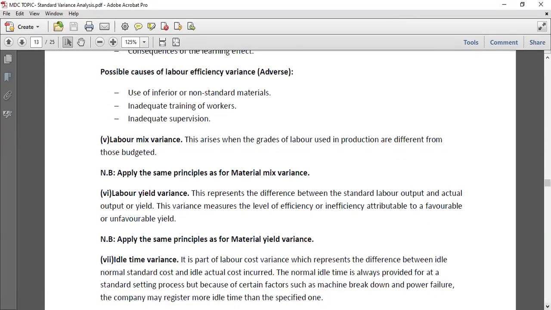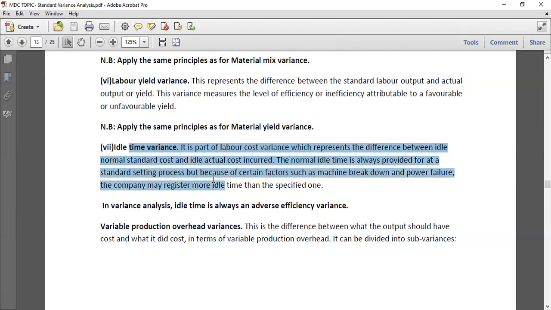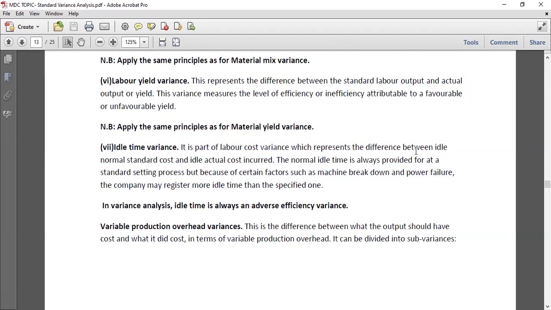It is right here that I want to speak about. We have the idle time labor variance. And they're telling us that this is part of the labor variance, which represents the difference between idle and normal time. And they're telling us that for us to determine this, okay? For us to determine this, basically, it is the difference between the actual hours paid for and actual hours worked, multiplied by what? Multiplied by the standard labor rate per hour, okay?